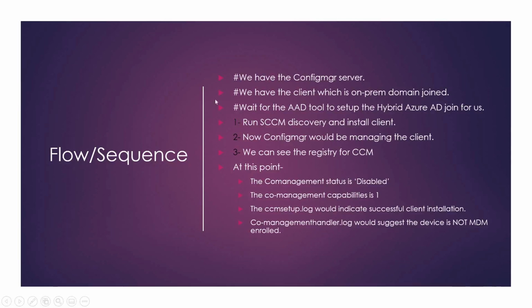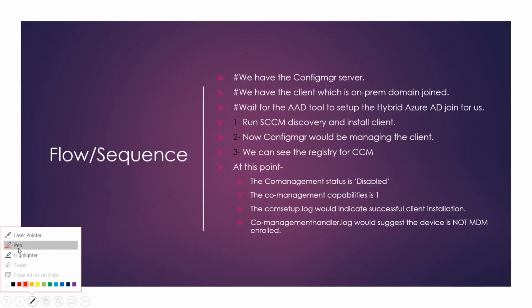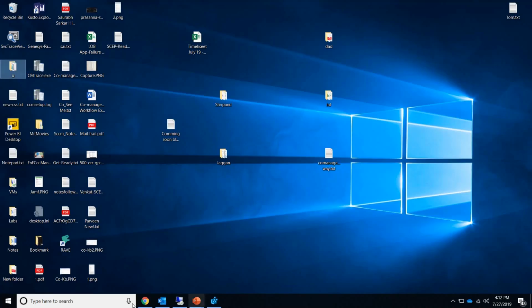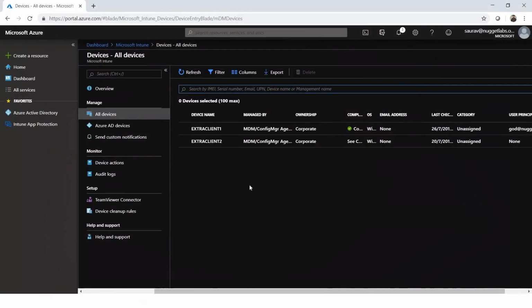And as you can see, when we discussed that there need to be 3 prerequisites, the first prerequisite is we need to have the config manager server, which I already have. It's running version 1902. I already have 2 devices which are joined to the on-prem domain, and the Azure AD Connect tool has already been set up, and the devices are currently in hybrid Azure AD joined state. So let me just show you guys my Intune portal first.